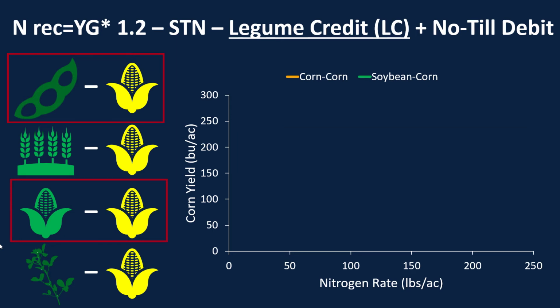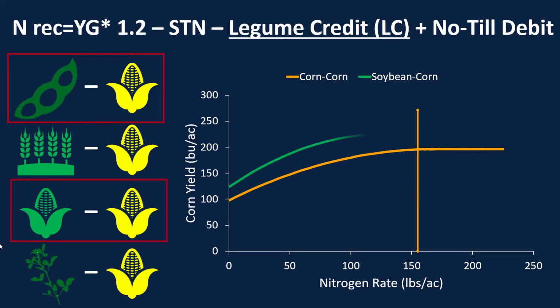So if we take our corn after corn, we normally see this. We see increasing yield as we increase nitrogen until we hit an optimum point where we no longer see yield increase, which in this case is just above 150 pounds of nitrogen. If we relate that to our soybean corn rotation, we see the same type of curve. We increase until we hit a certain point, and that point is just above 100 pounds of nitrogen per acre here.